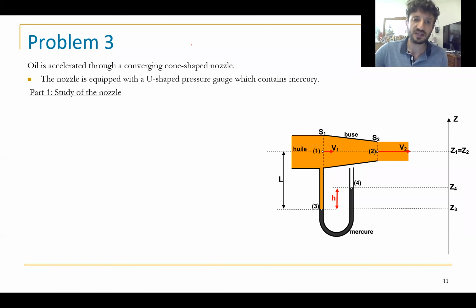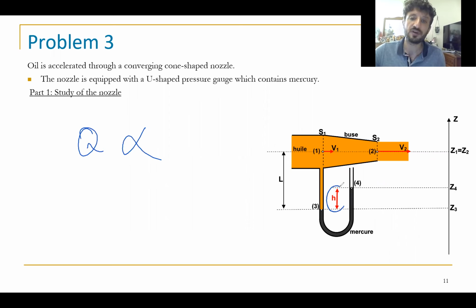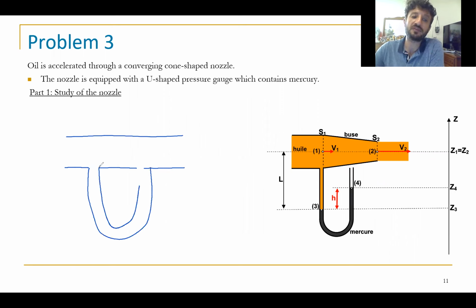Now, first of all, I want to study the nozzle. And as I said before, I have to find finally a relation between Q and h. Let me add one point. If we have the same section of the tube like this one, then in the U-tube here we get the same level, because we have the same section. Here we have S, the same velocity and the same P. Here we have the same S, same V, same P.